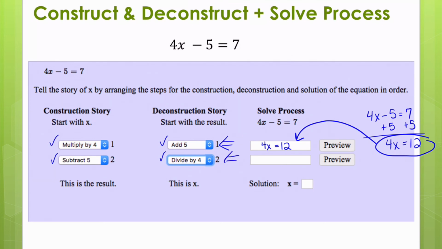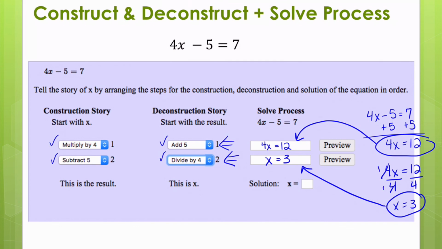Then my next step is to divide by 4. So now I have 4x equals 12. I need to divide both sides by 4. And I get that x equals 3. I'm now entering this into that box, x equals 3.